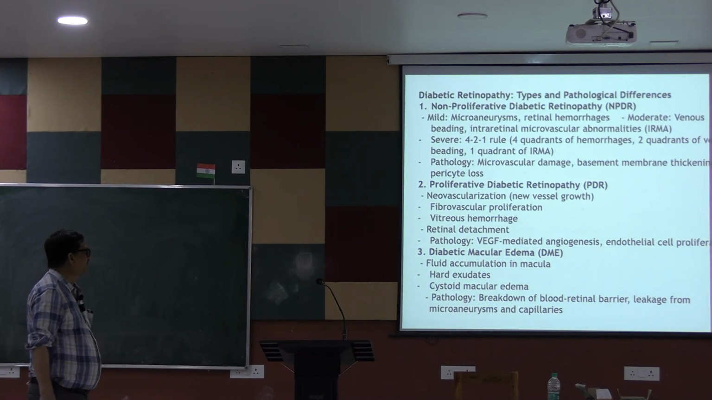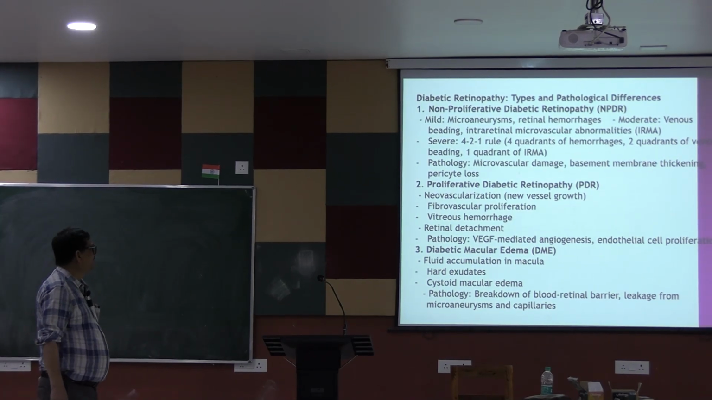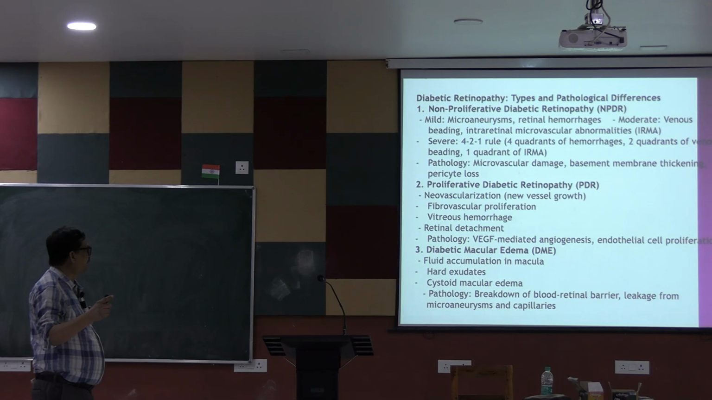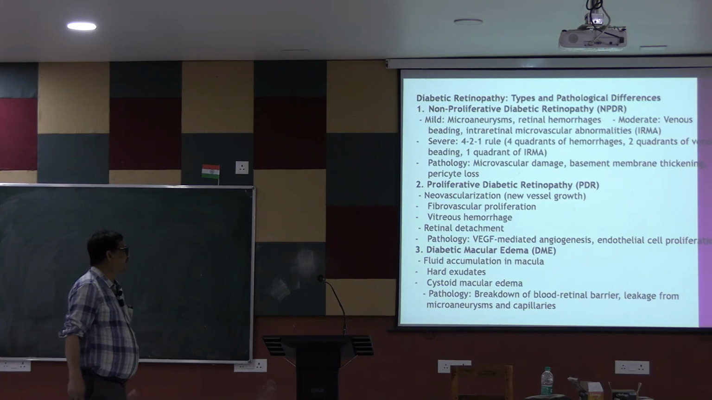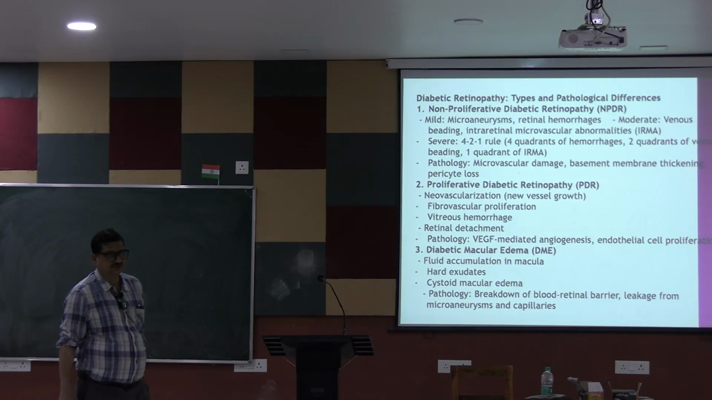retinal hemorrhage, moderate is venous beading, intraretinal microvascular abnormalities, and then there is severe. The 4-2-1 rule: hemorrhages in 4 quadrants, venous beading in 2 quadrants, 1 quadrant of intraretinal microvascular abnormalities. Basic pathology is microvascular damage and basement membrane thickening with pericyte loss.